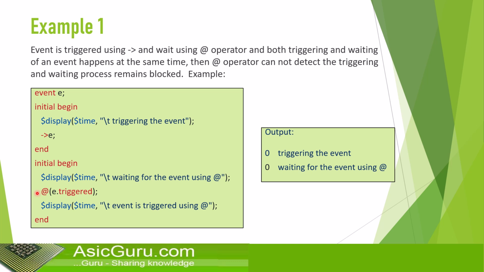The point here is that @ cannot detect events that are triggered in the exact same time step unless the process was already waiting. Since both triggering and waiting happen concurrently at time 0, the @ would miss it and the process would remain blocked. So the output here is: at timestamp 0 we get triggering the event, at timestamp 0 we get waiting for the event using @. But since @ cannot detect the triggering of the event which happened in the same timestamp, the next message would never get printed.